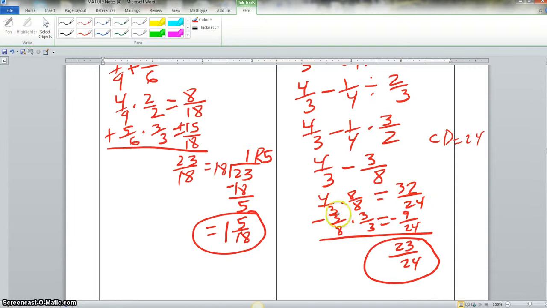And 4 times 8 is 32. 3 times 8 is 24. 3 times 3 is 9. 8 times 3 is 24. And we have our subtraction here. 32 minus 9 is 23. And we bring down our 24, and we're done.